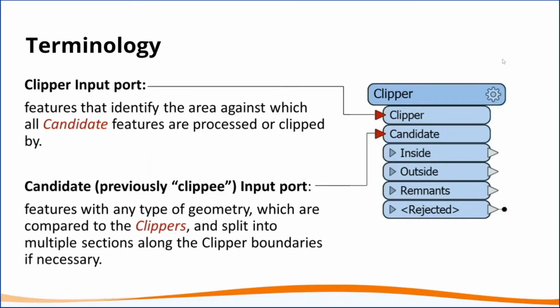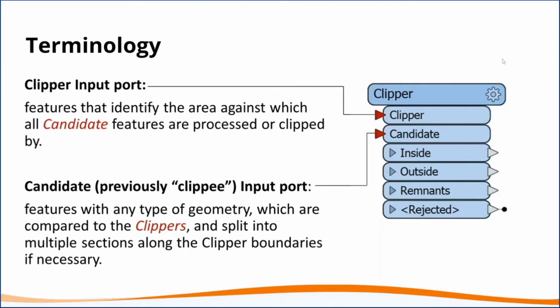This can be areas or solids which are overlaid on candidate features to identify which of those features fall inside or outside of the Clipper. Those features are then split where they cross boundaries with the Clipper, and the geometry of the Clipper features is unchanged and they're discarded after use, so they will not come out of the Clipper transformer.